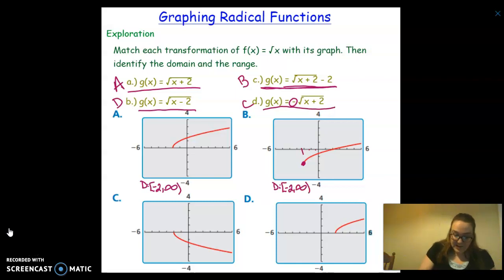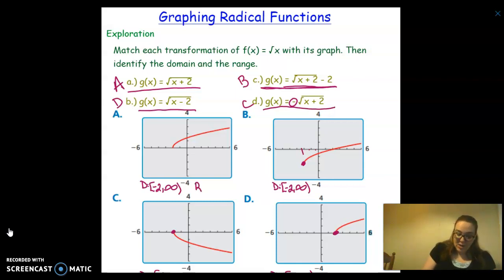The domain for graph C again also starts at negative 2 and heads to infinity. And then the domain for graph D right here is the only one that starts at positive 2 and heads to infinity. Okay, now the range, similar concept here.